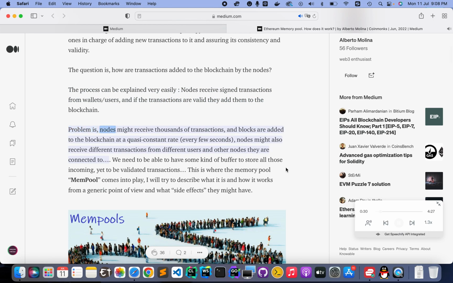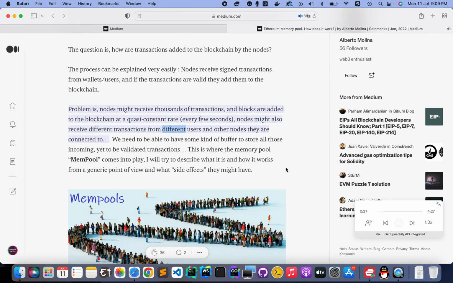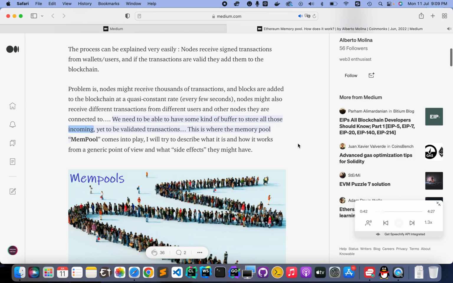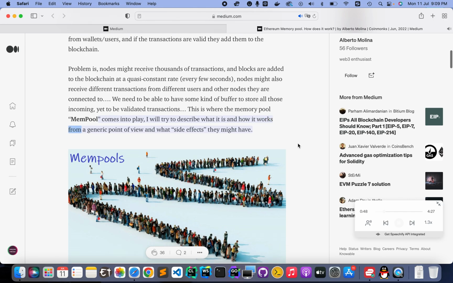Problem is, nodes might receive thousands of transactions, and blocks are added to the blockchain at a quasi-constant rate. Every few seconds, nodes might also receive different transactions from different users and other nodes they are connected to. We need to be able to have some kind of buffer to store all those incoming, yet to be validated transactions. This is where the memory pool, mempool, comes into play. I will try to describe what it is and how it works from a generic point of view and what side effects they might have.